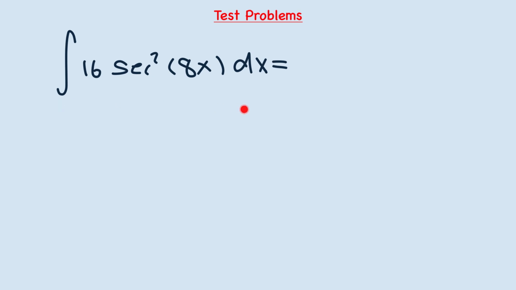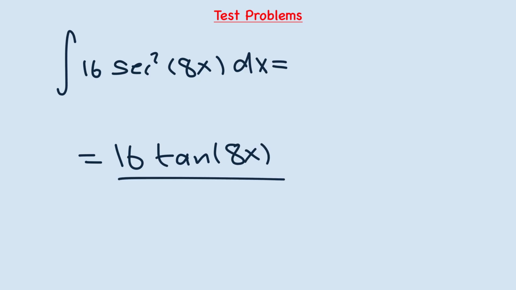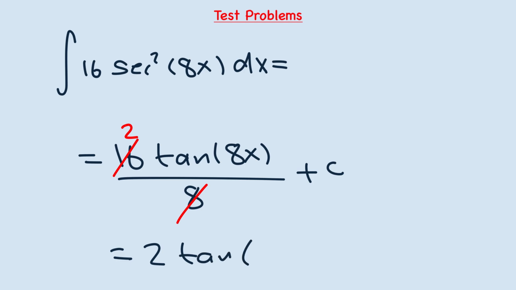Now it's your turn. Try to solve this question, then check your answer. Integral of 16 secant square 8x dx. So the first thing we have to do is to write 16, and the integral of secant square x is simply tan 8x, and I have to divide it by the integral of this function, the linear function, which is 8 plus c. So now I can cancel the 8 with the 16 with 2, so we have 2 left. So the answer will be 2 tan 8x plus c.